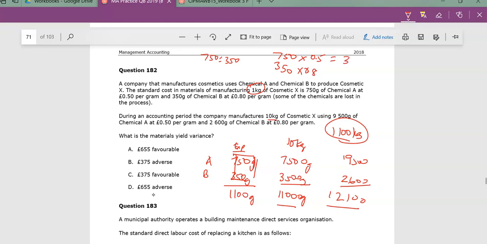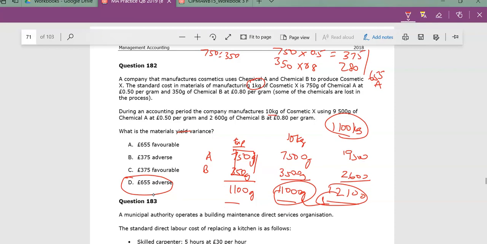Let me just calculate that on my calculator. 750 times 0.5 takes me to 375, and 350 times 0.8 takes me to 280, and together that takes me to 655 adverse. You used more than you should have. So what am I saying here? Just get the totals. Whenever you see yield, get the totals in terms of volume used, subtract them, and then break the difference up in the standard combination, because we want to cost that difference.